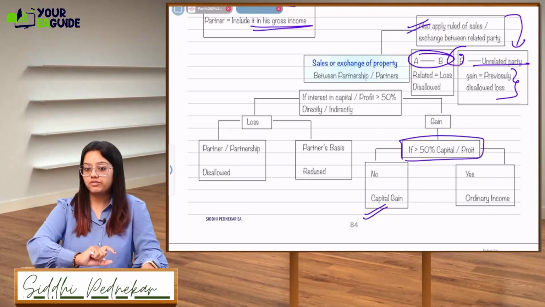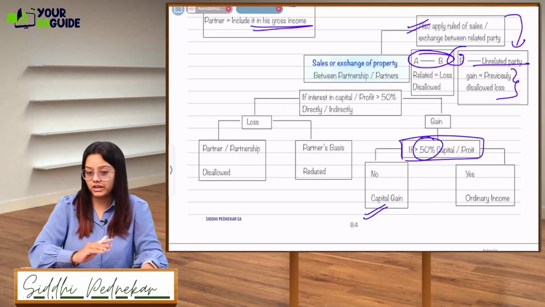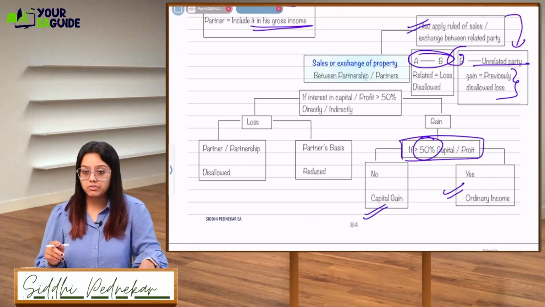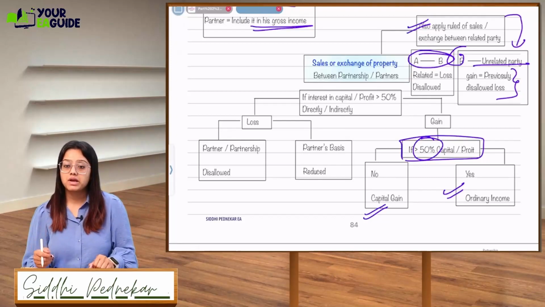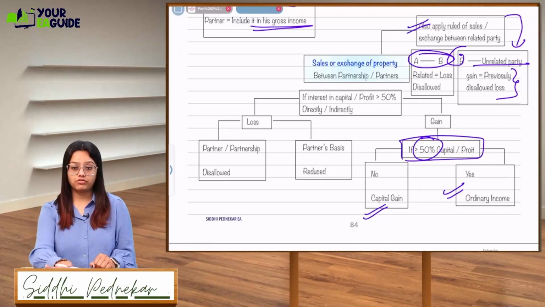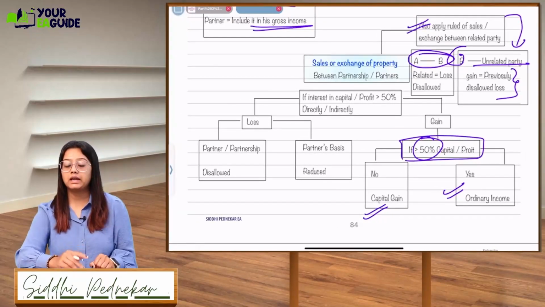If you're holding more than 50%, then it will be called ordinary income. You're not going to recognize capital gain at that time. It will be ordinary income. But if you don't hold more than 50%, then it will be a capital gain for you.